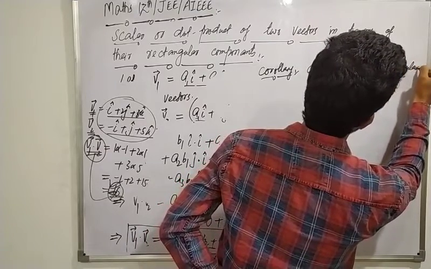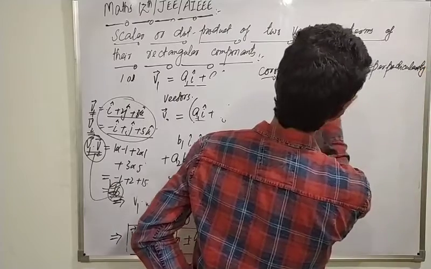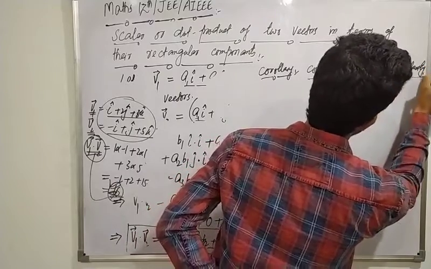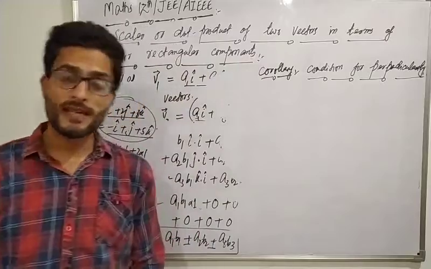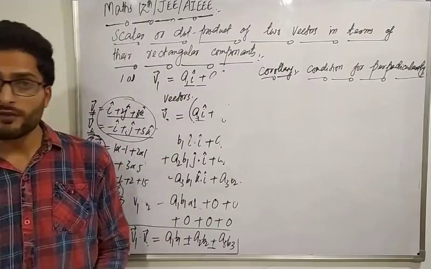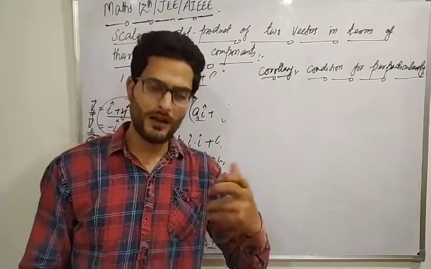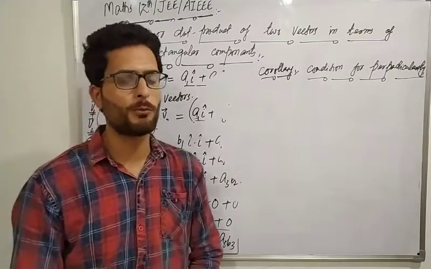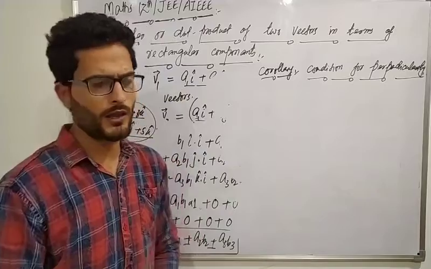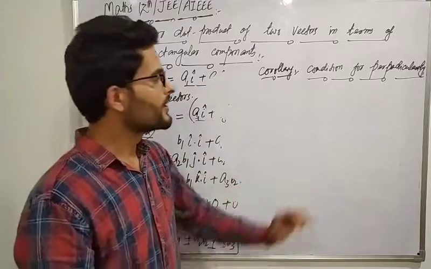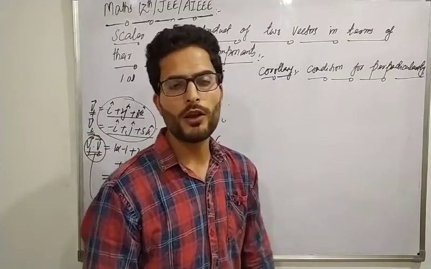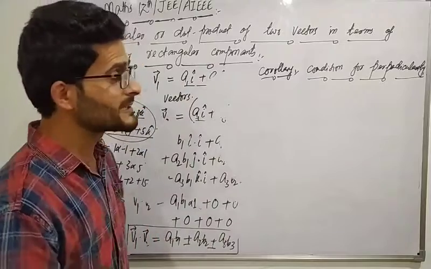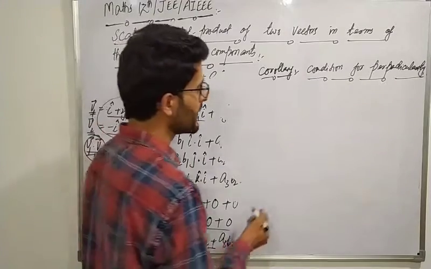Condition for perpendicularity. दो वेक्टर्स परपेंडिकुलर कब होते हैं, कैसे हमें पता चलेगा? अगर आपके पास दो गिवन वेक्टर्स हैं that have been resolved in either plane or in space, that have been expressed in terms of their rectangular components, तो कैसे आप बताओगे कि वो आपस में परपेंडिकुलर हैं? So that is the condition for perpendicularity of two vectors when they are expressed in terms of their components.